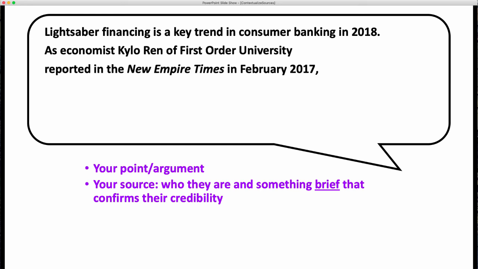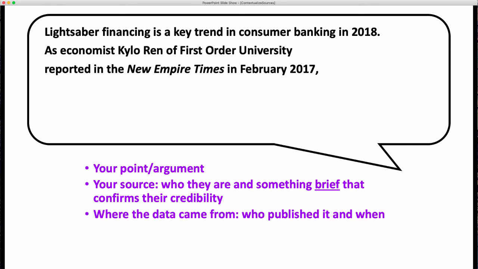Next thing I said, reported in the New Empire Times in February 2017. So that is where that data or that source information came from, who published it, and when. So we see it was published in the New Empire Times in February 2017. This assumes, of course, that your audience is familiar with the New Empire Times. And if they are, that's great. You don't have to give any more information. But if it's something a little more obscure, you might have to give additional information about what that is. So the New Empire Times, the leading newspaper about lightsaber financing, something like that.